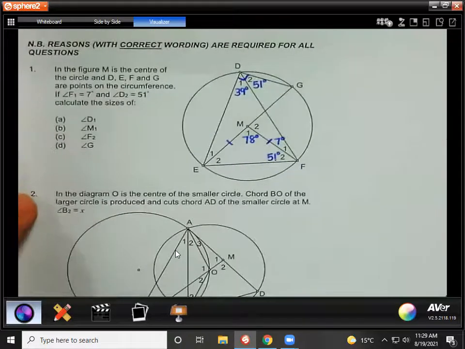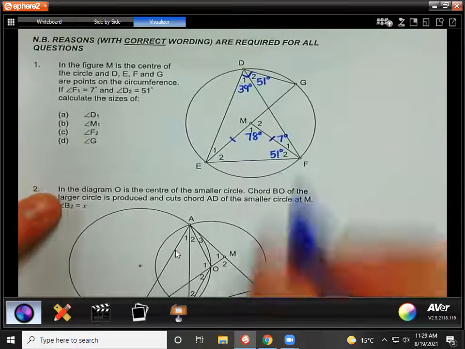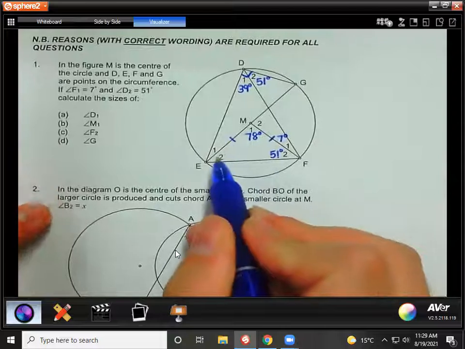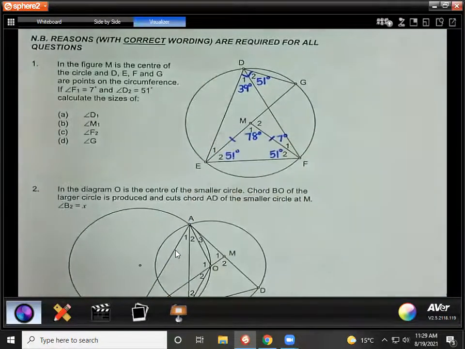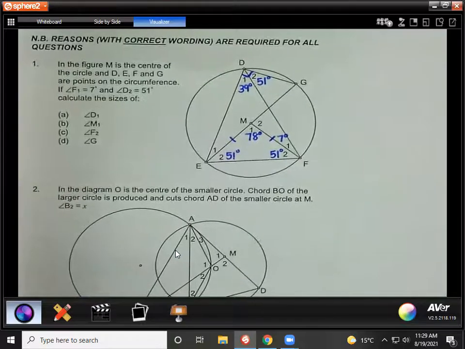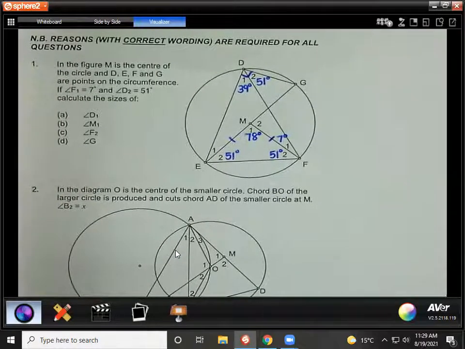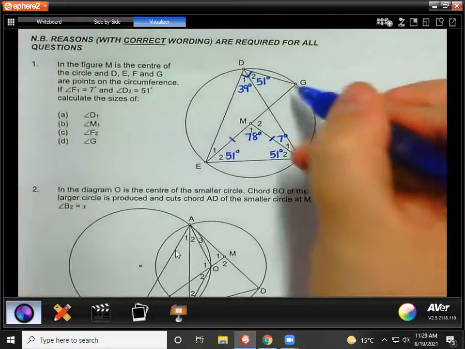Okay, I put it in on my picture. Now guys, we can also actually just put in that E2 is also 51, all right, because these two angles are equal. We already said that they're going to be equal by dividing by 2, all right, so we might have to use that. The next one is now asking me to find angle G, which is up here.